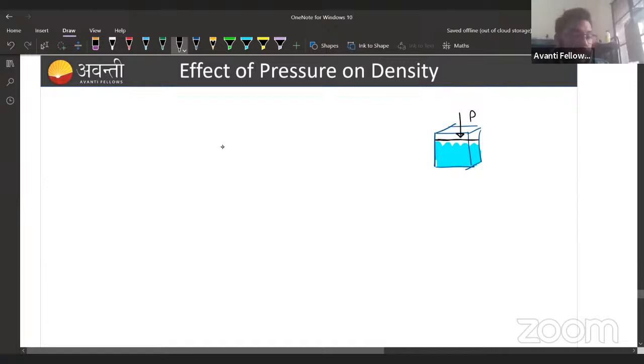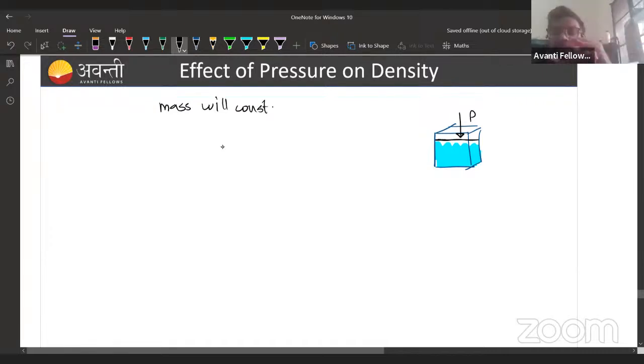So tell me one thing, if I'm applying pressure on it, what will remain constant yet again? Mass will remain constant, right? Mass is not going anywhere. Is mass going anywhere? It's not going anywhere. So mass will remain constant.